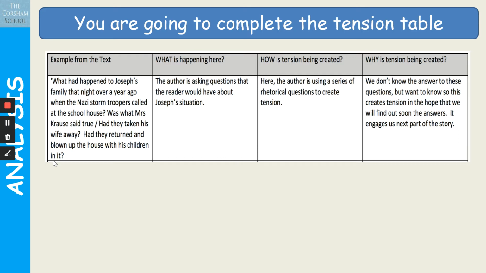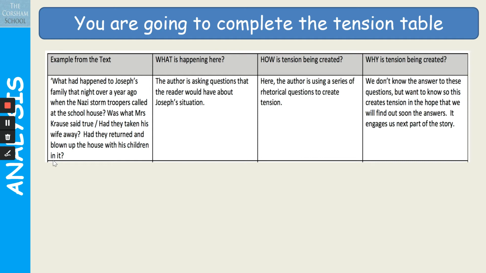Moving across, we've got how the tension is created. What is it that the author is doing that creates tension? We've got a series of rhetorical questions that create tension. We're asking question after question after question, and it's building up. The next one is about why. Why is the author trying to build the tension? We don't know the answer to any of these questions, but we want to know the answers. We're hoping soon those questions will be answered for us, so it's engaging us in the next part of the story.